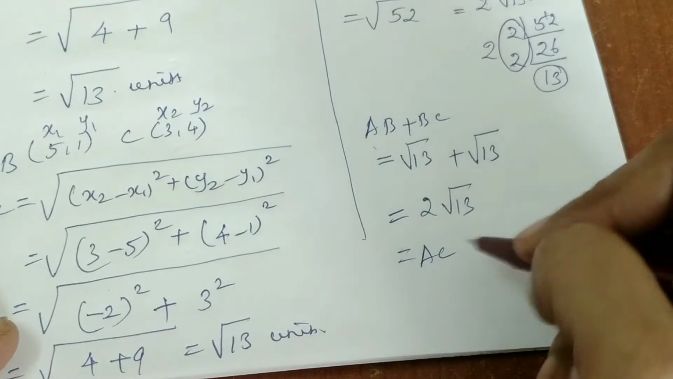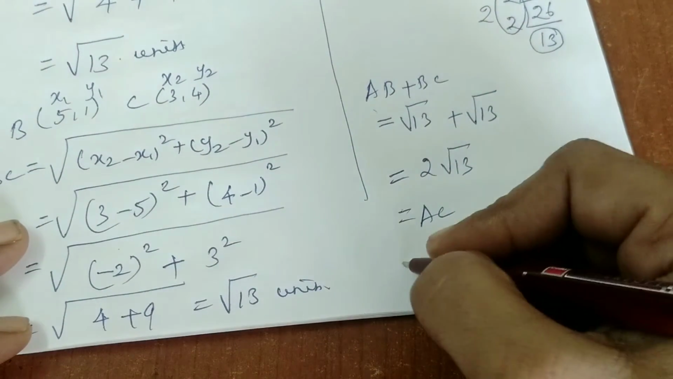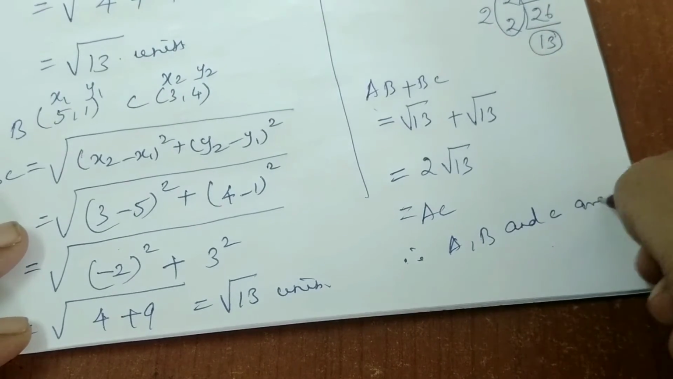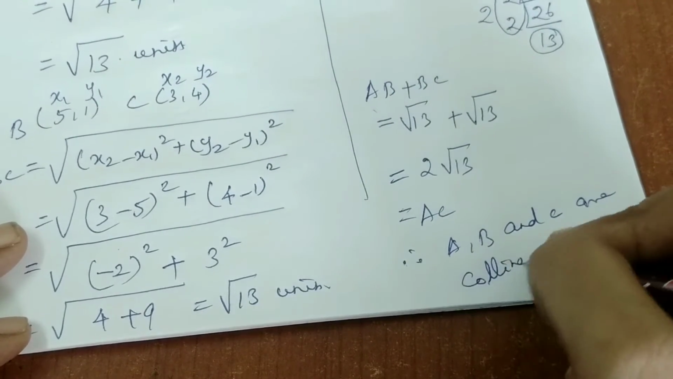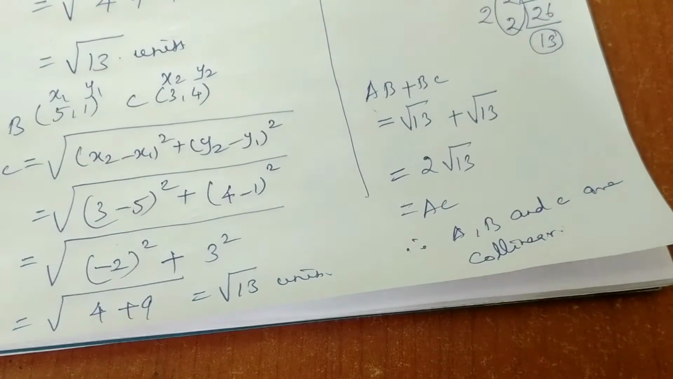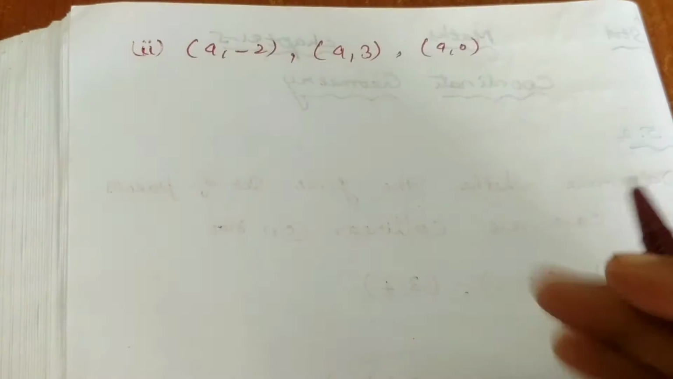So this is our formula for finding the collinear points. Therefore A, B and C are collinear. Collinear means all the 3 points lie on the same straight line. So that is our procedure.